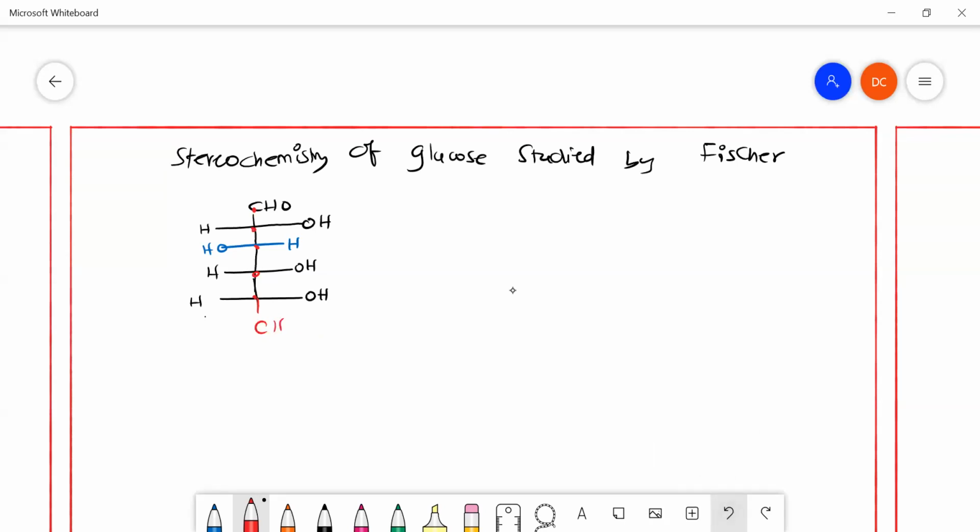CH2OH, yes. So totally 6 carbons are there. Okay. And then how many isomers are possible for this kind of thing? Because it is entirely based on how many chiral carbons are there.